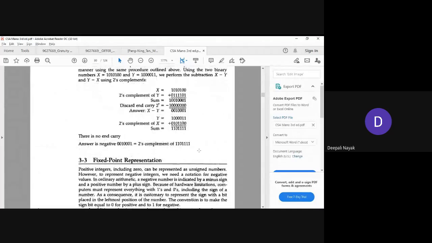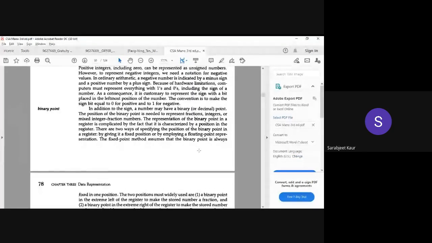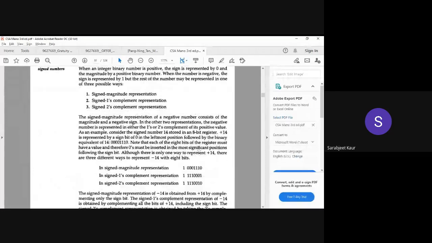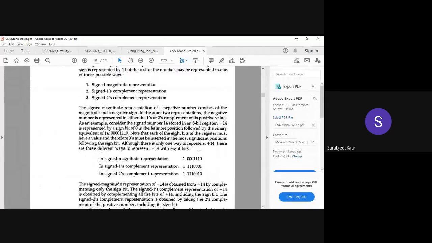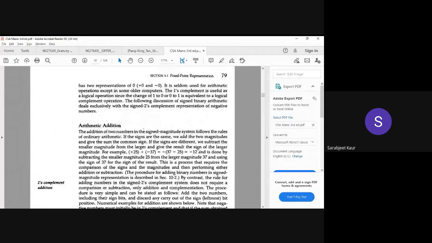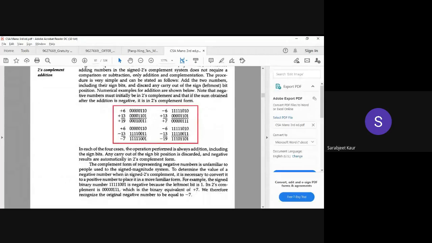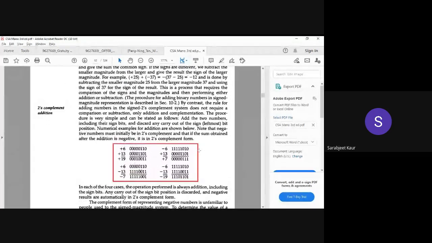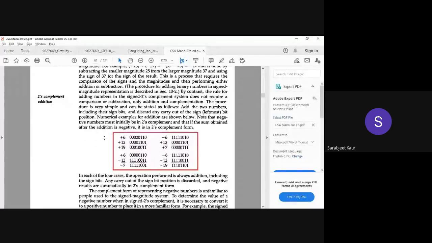Now, please see, this is what I've already done with you. Fixed point representation, chapter number 3, right? All these representations and these computations. So I just wanted to pause here and tell you that these types of computations are very important from the point of view of the exam.